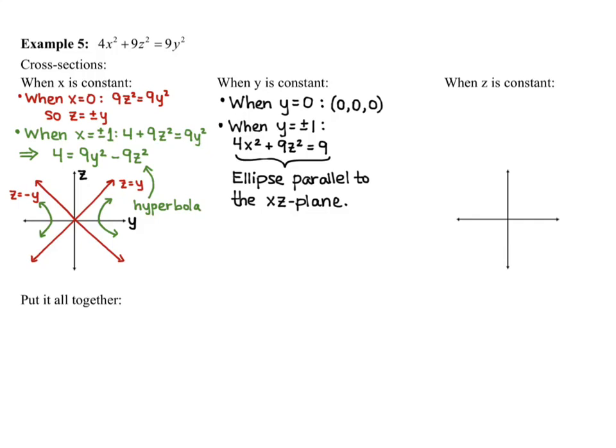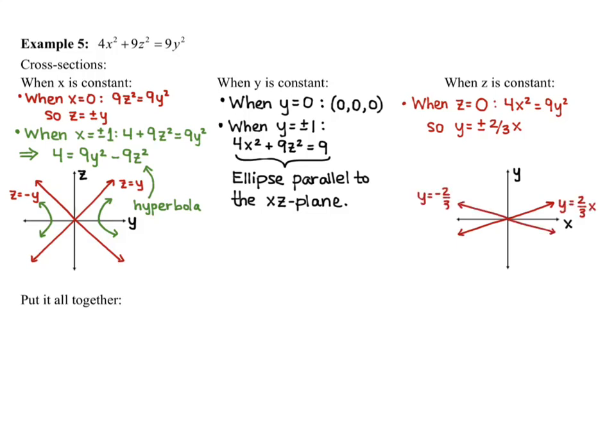The last cross section, when z is a constant, will be similar to when x was a constant. So when z equals 0, I get 4x squared equals 9y squared. So I could find the relationship y equals plus or minus 2/3 x. So I get two crossing lines. And when z is a non-zero constant, let's use plus or minus 1 because it's easy to graph. I get 4x squared plus 9 equals 9y squared. Get the constant by itself: 9 equals 9y squared minus 4x squared. And I have a hyperbola opening up and down because it will open in the direction of positive y and negative y, because the positive term in my hyperbola equation is the y term. Okay, so I have up and down.